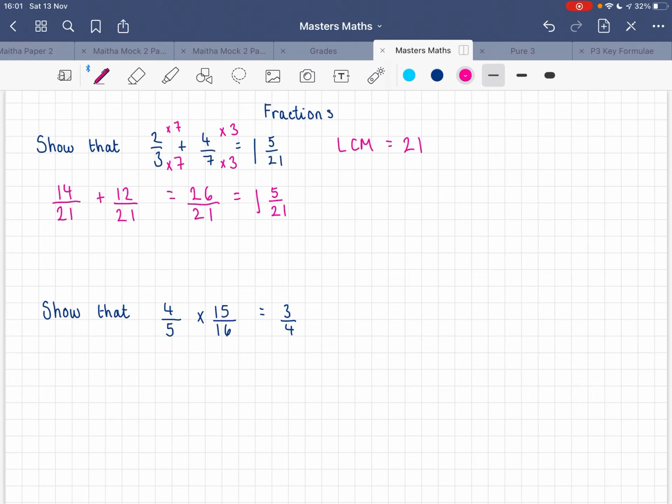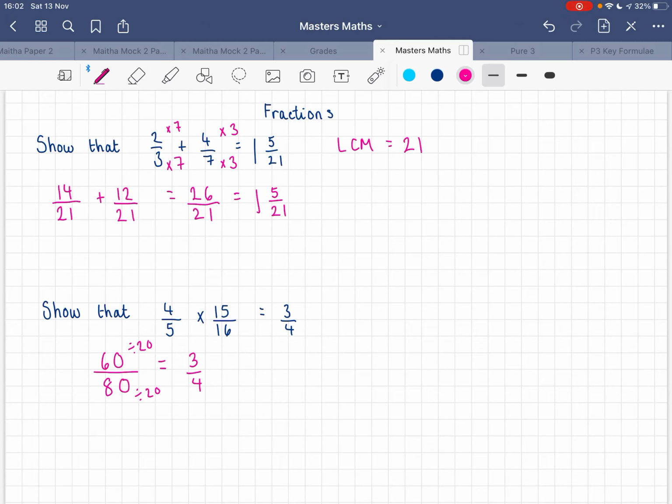So 4 times 15 is 60. 5 times 16 is 80, so that gives us 60 over 80, which we can simplify to get 3 over 4. To do that, we have divided top and bottom by 20. Again, your calculator will do that for you. If you type in 60 over 80 as a fraction and press equals, your calculator will automatically simplify the fraction for you. But you do need to show that you're doing some kind of simplifying in the exam to get all of the marks.